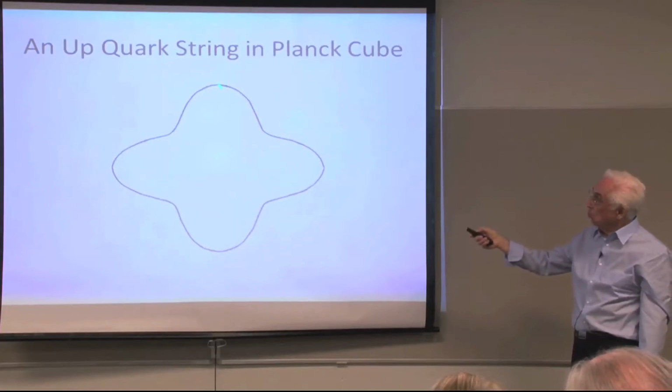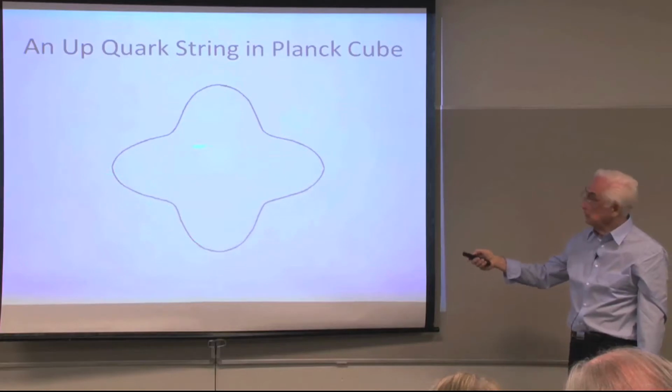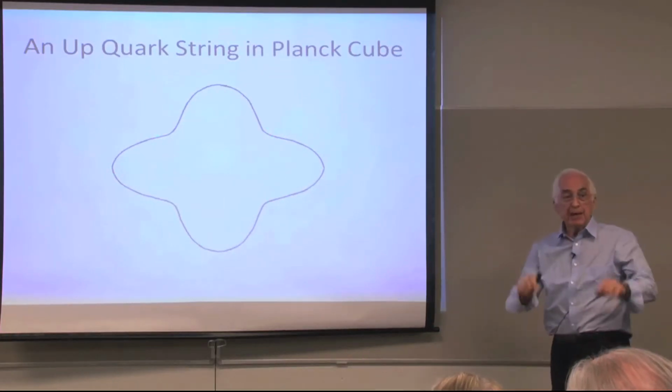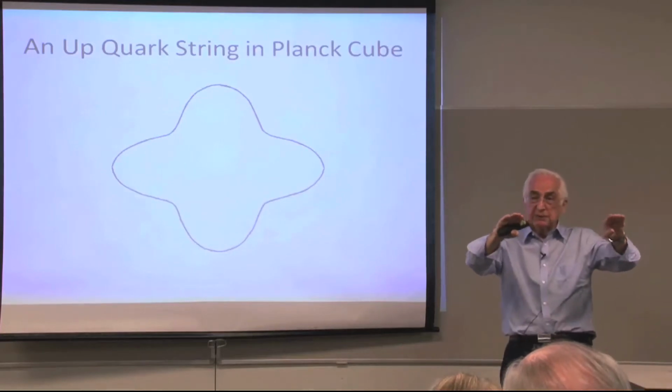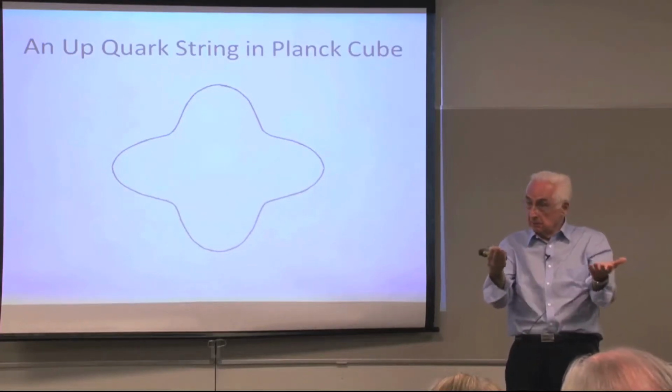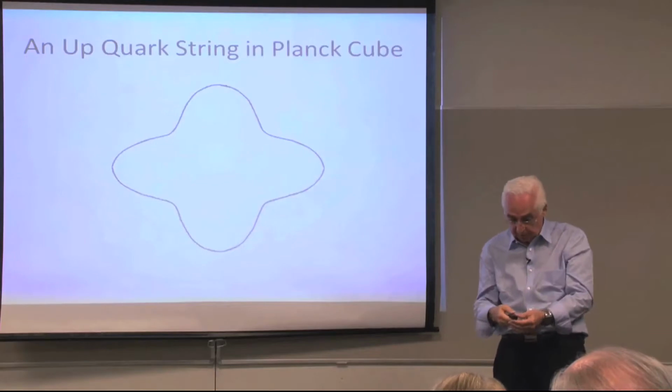And you can see it has 1, 2, 3, 4 hills, and 1, 2, 3, 4 valleys, and they correspond to those surface hills and valleys on the beach ball in the Planck cube.